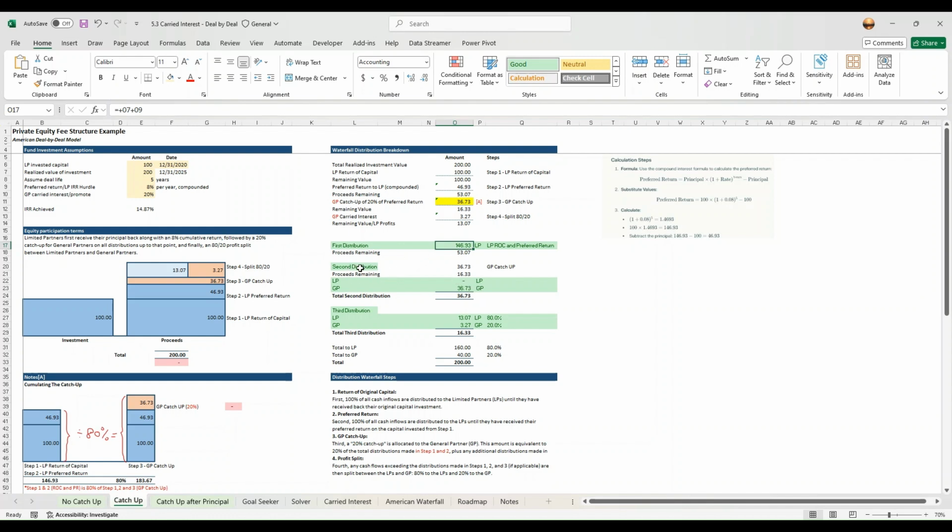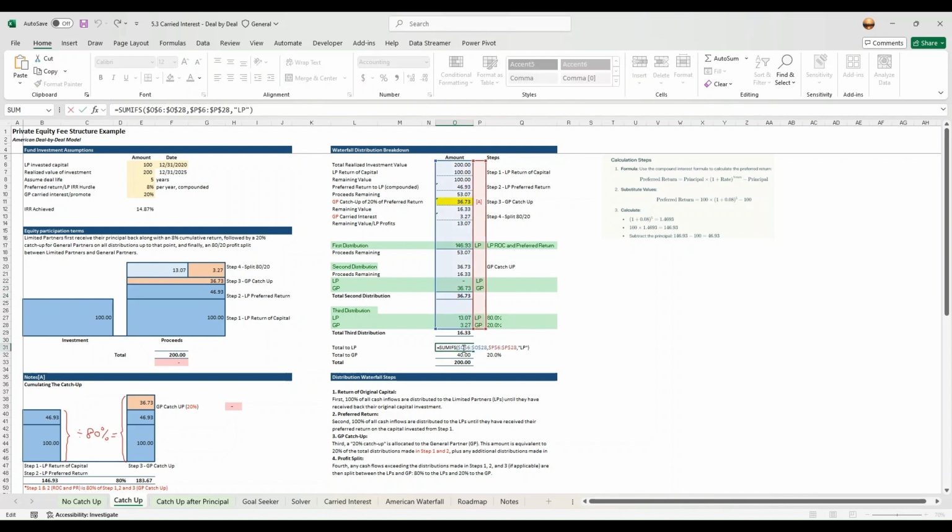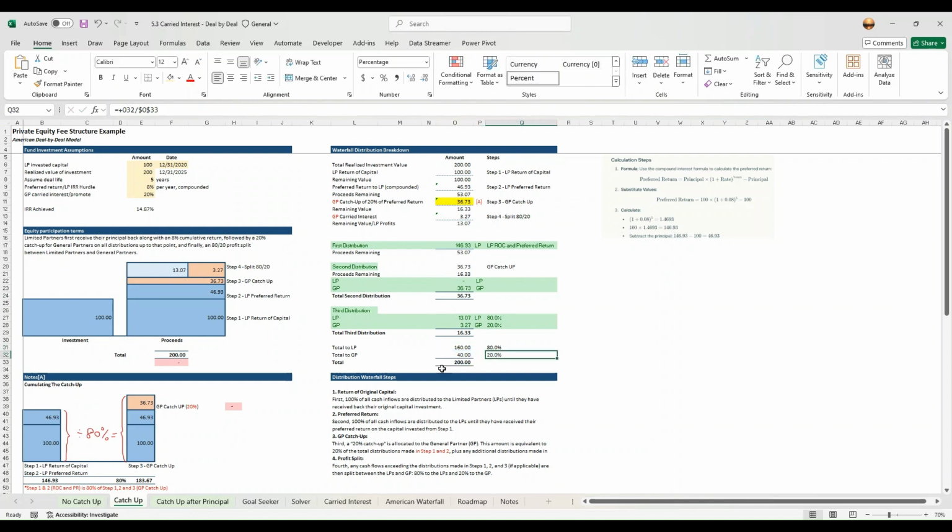And then the second distribution is the GP catch-up. And then after the second, we're going to do the split. The GP will get 20% of the remaining value after the second distribution, and the LP will get 80%. When you summarize the total GP distribution and LP distribution, the GP perfectly received 20% of all the profit distributed.